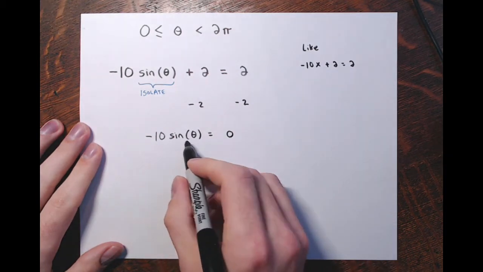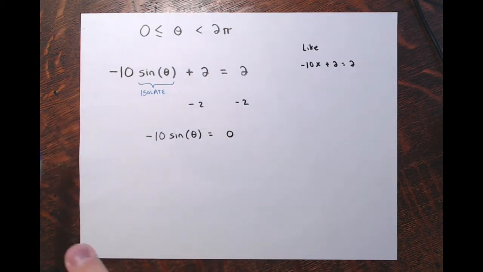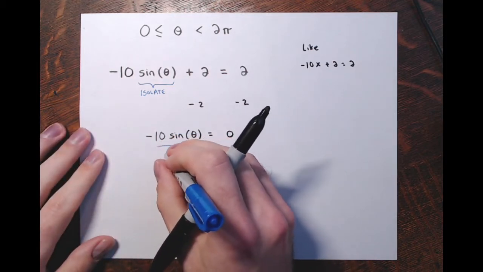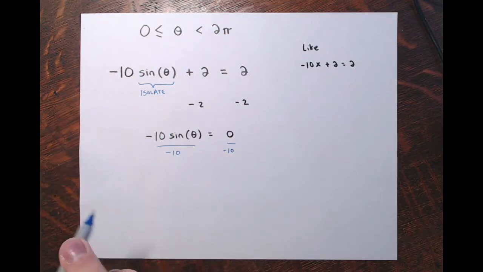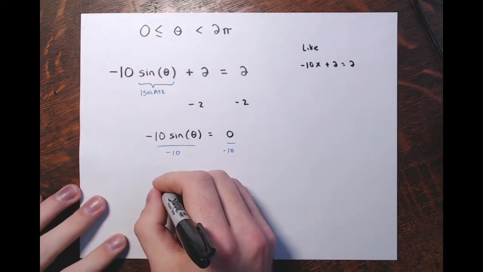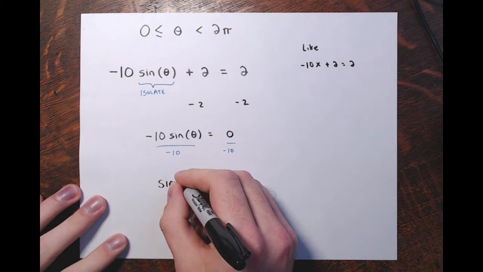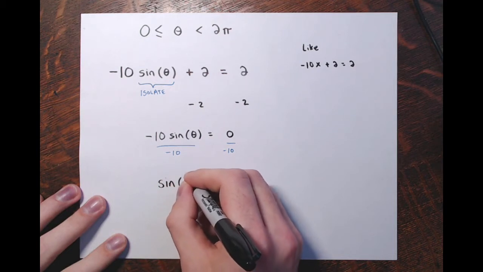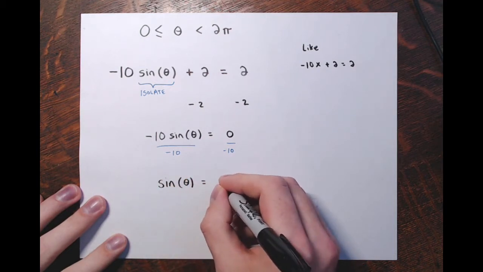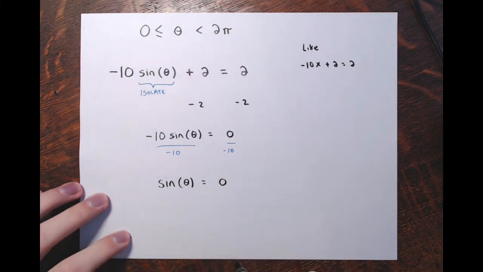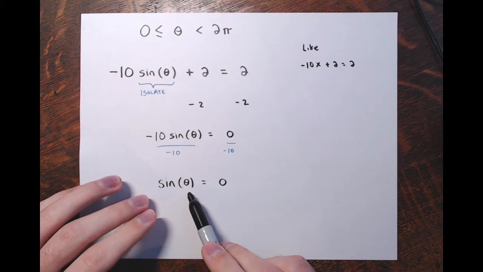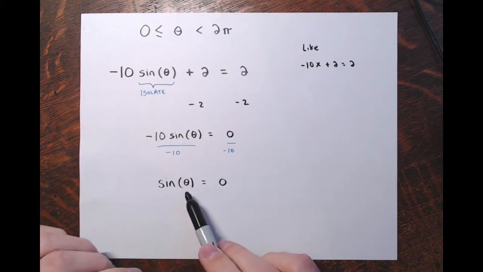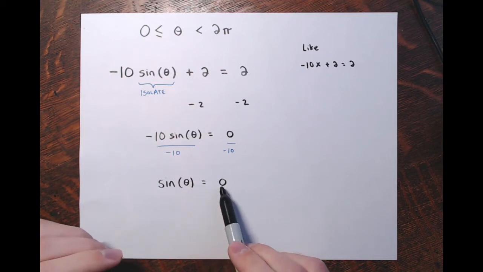And then dividing by negative 10. Right? And I would divide by negative 10 on both sides. And we now have what I want. I want the trig function alone on one side and some number on the other. Well, 0 divided by negative 10 is still 0. Alright, so now that I've isolated the trig function, I want to think of what are angles that have a sine of 0.